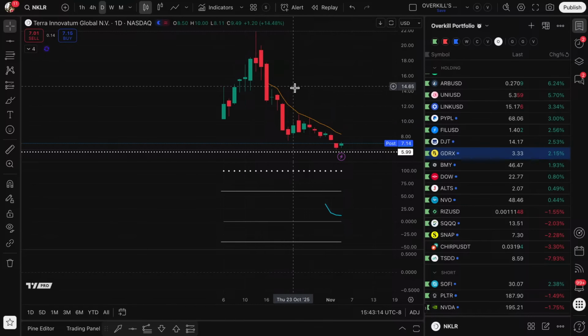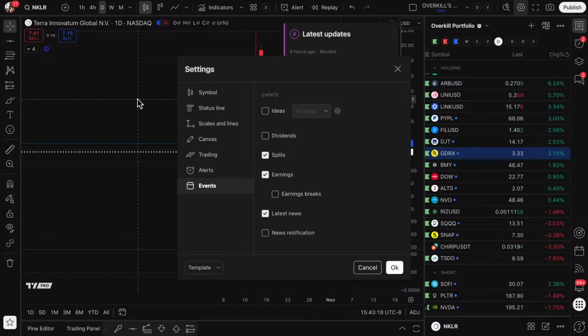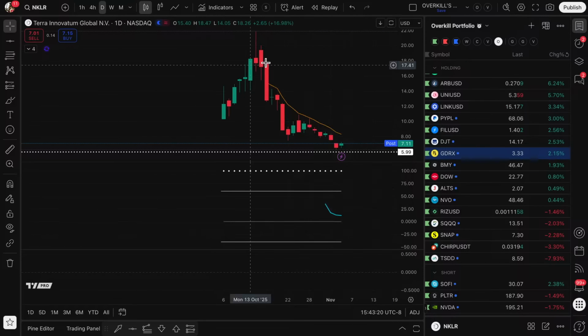$6 is the low you want to play. I don't know too much about this. It looks like a penny stock here. So if a stock is really new, there's not a lot I could tell you because I don't have any data on my indicator, unfortunately.